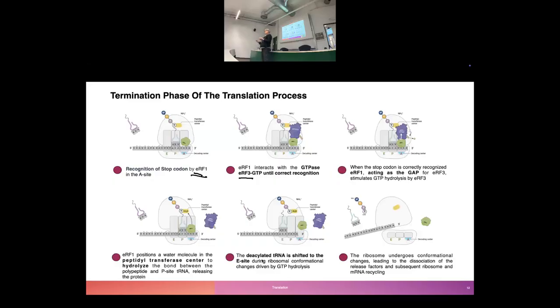Just to be sure that we are not interrupting the chain wrongly, because the interaction of this releasing factor would be pretty good, but not the exact one. So the interaction with the G protein is here for the accuracy of the interaction.